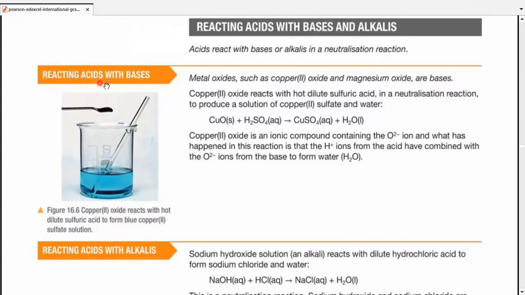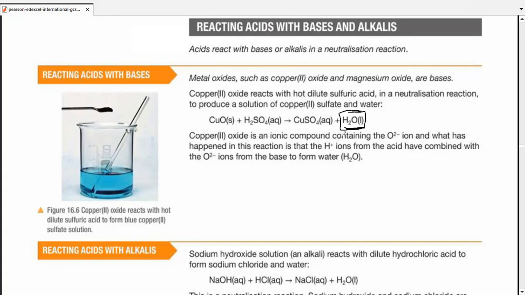For example, acids with bases. Metal oxides such as copper oxide and magnesium oxide are bases. I have previously quoted the example of magnesium oxide. Copper 2 oxide reacts with hot dilute sulfuric acid. This is a neutralization reaction because it produces copper 2 sulfate solution and water. The basic part of neutralization is that it forms a neutral product such as water. Remember, when we were discussing pH, we said that pure water is neutral. So this reaction is known as neutralization as it produces a neutral product.